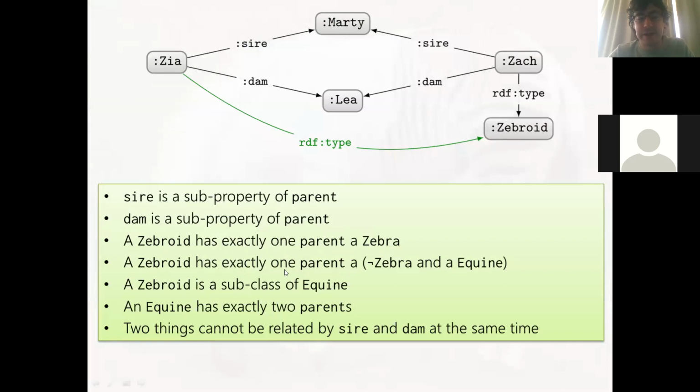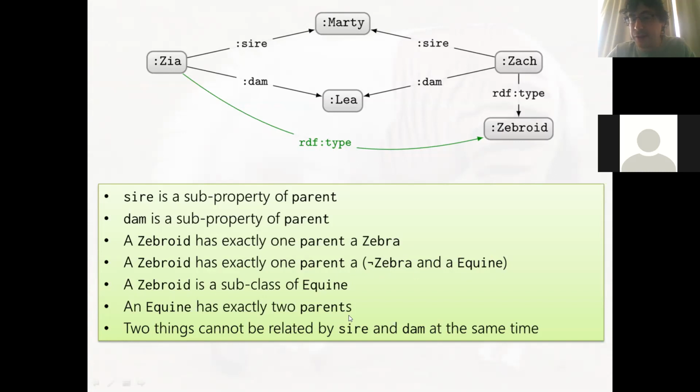A zebroid has exactly one parent as non-zebra and an equine. This would be an exact cardinality constraint, where the class here is defined using complement and intersection. So it would be the intersection of the complement of zebra and equine.